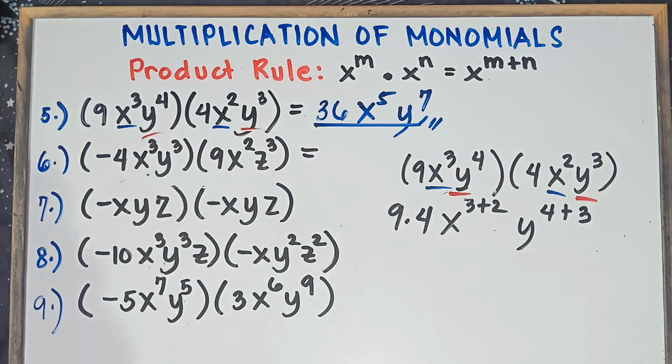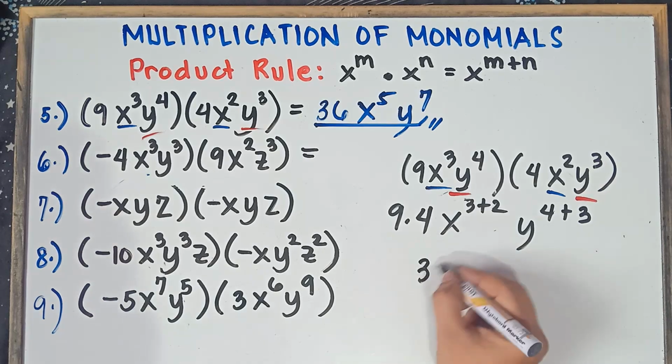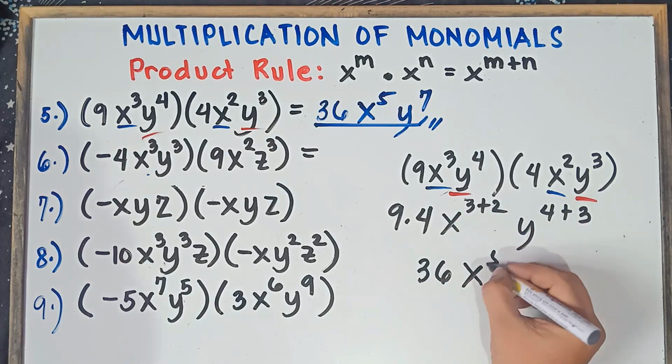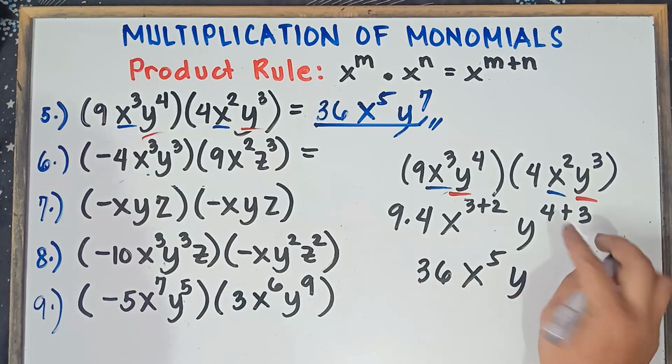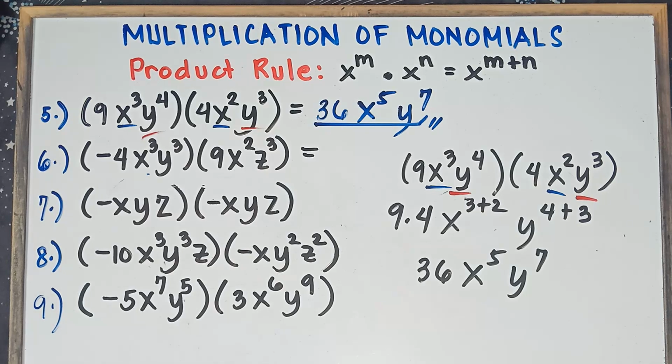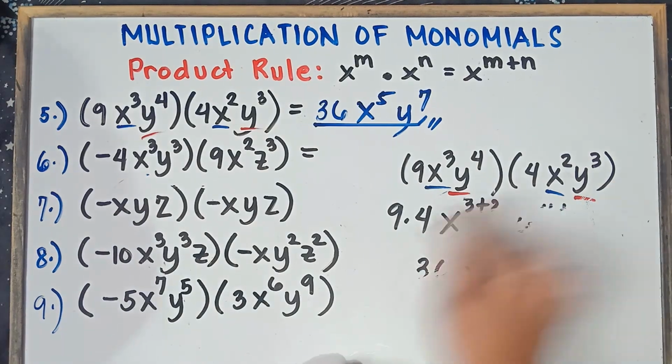Alright, and then your final answer, 9 times 4, that would be 36. Copy x, add exponent 3 plus 2, that would be 5. Copy y, add exponent 4 plus 3, that would be 7. Same answer, class. So therefore, our final answer, that would be 36, x raised to the power of 5, y raised to the power of 7. All set with regards to example number 5.